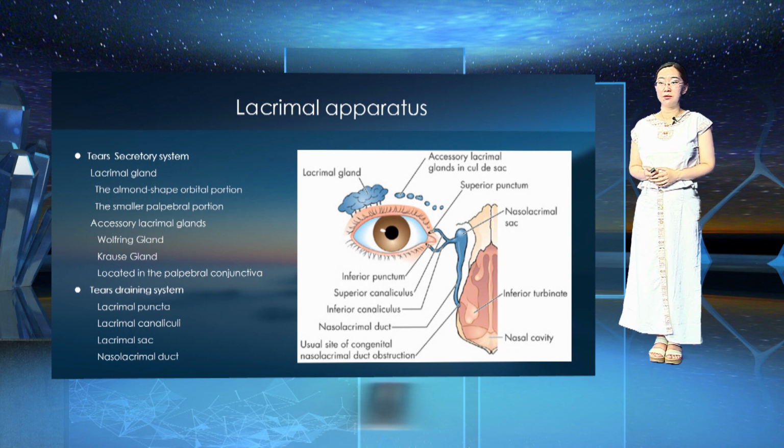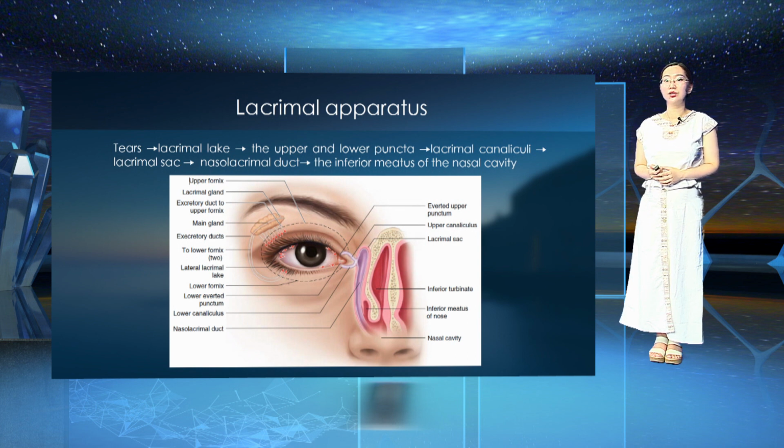The tear draining system includes lacrimal puncta, lacrimal canaliculi, lacrimal sac, and nasolacrimal duct. Tears drain from the lacrimal lake via the upper and lower puncta and canaliculi to the lacrimal sac, which lies in the lacrimal fossa. The nasolacrimal duct continues downward from the sac and opens into the inferior meatus of the nasal cavity, lateral to the inferior turbinate. Tears are directed into the puncta by capillary attraction.